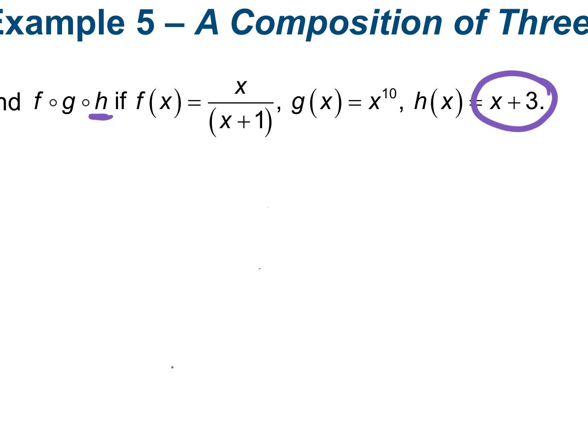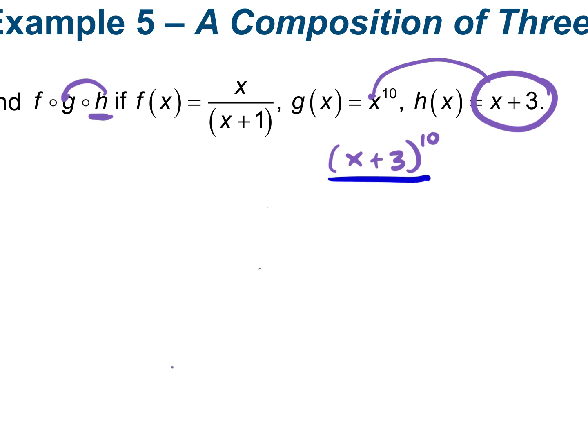We're plugging it into g, which is x to the 10th power. So we work our way backwards. Take h, plug it into g. So this becomes x plus 3 to the 10th power. So this is g of h.